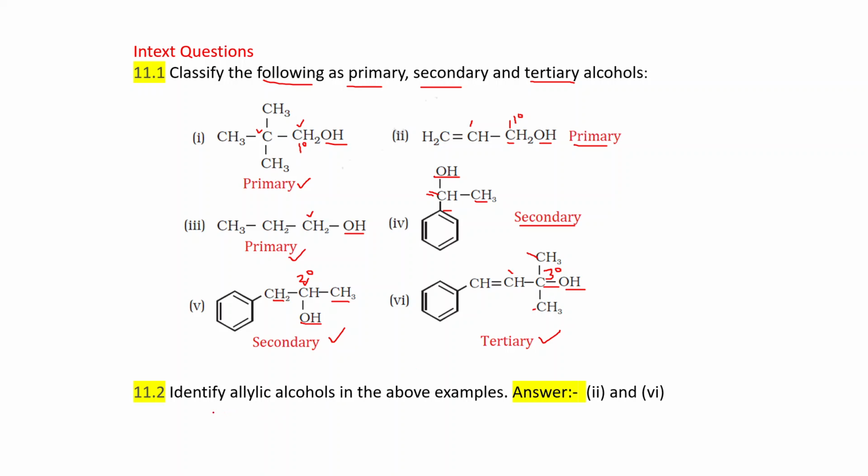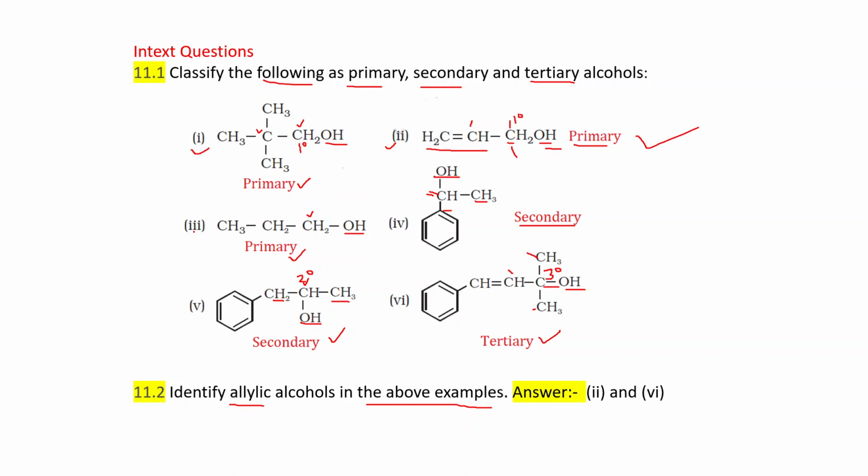Okay. Now identify allylic alcohols in the above examples. Now allylic means OH group attached to an sp3 carbon atom, and that sp3 carbon atom is next to a double bonded carbon atom. Is it clear? So first of all, you find out the double bonded carbon atoms. Now in the first one, no double bonded carbon atoms are there. Now in the second one, these are the two double bonded carbon atoms, and next to these atoms this is an sp3 carbon and OH is attached to this. That's why this is allylic.